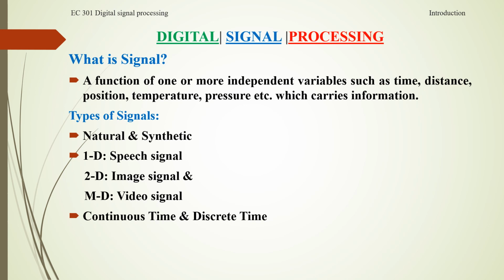The independent variables can be time, distance, position, temperature, pressure, etc. For example, speech and music signals represent air pressure as a function of time. Here time is an independent variable and air pressure is a dependent variable. Also a black and white picture is a representation of light intensity as a function of two spatial coordinates. So the two spatial coordinates are the two independent variables and light intensity is a dependent variable.